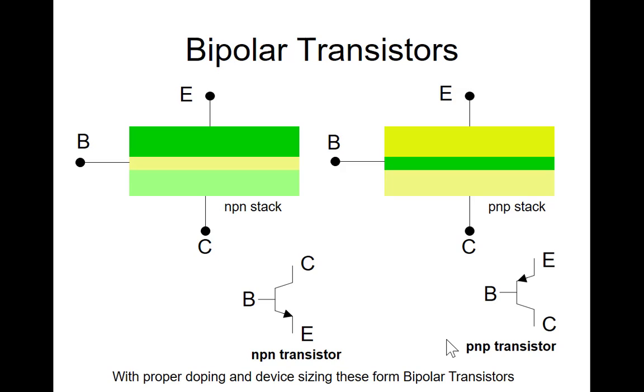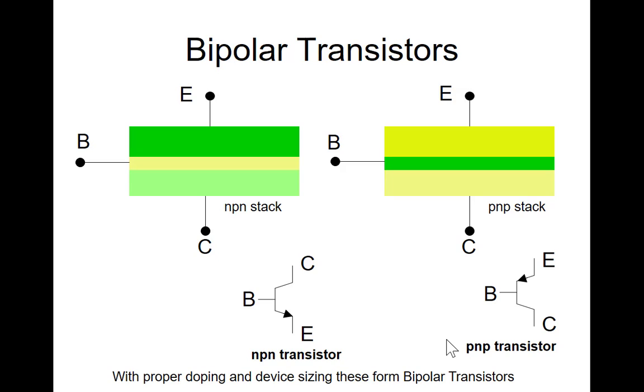I'm going to call the region that's more heavily doped the emitter. I'm going to call the region that's more lightly doped on the outside the collector, and the region in between will be the base. And that'll be true for both PNP and NPN devices. So here's the symbol of an NPN transistor and a symbol of a PNP transistor.